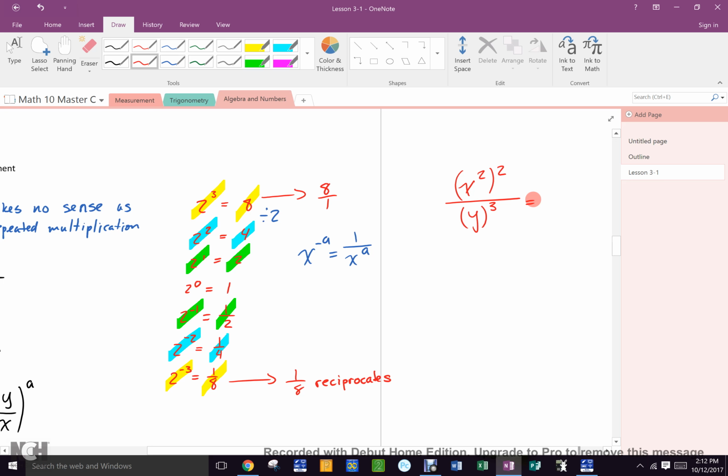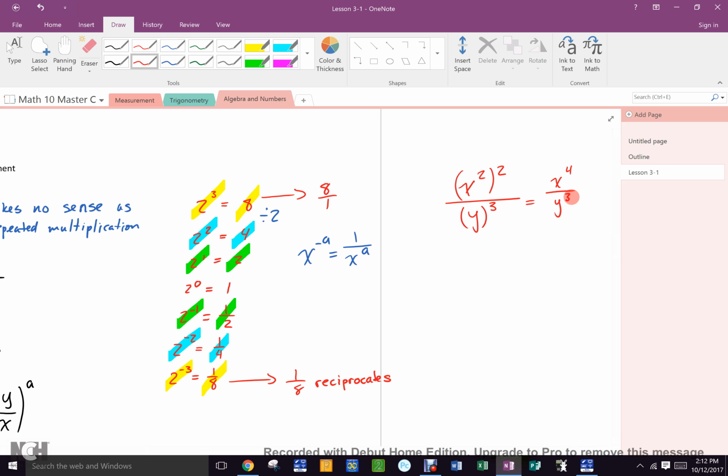Jack? Well, since they don't have the same base, exactly. So it would be x to the 4 divided by 1 and 3. Absolutely right, because they have different bases. Good man.